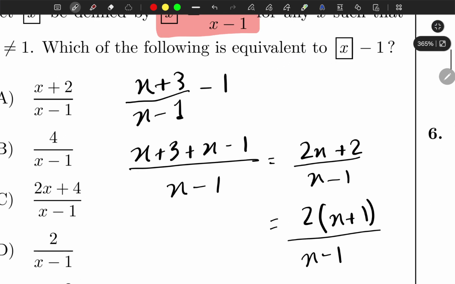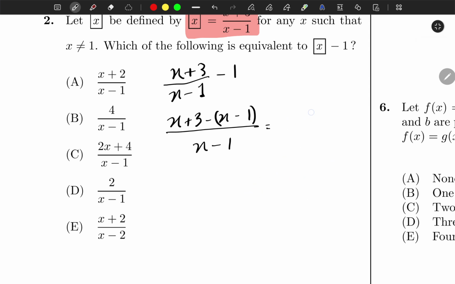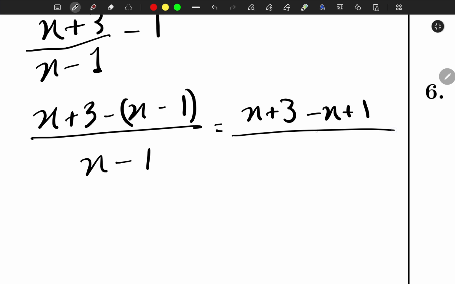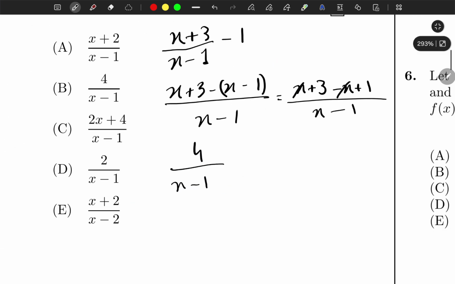So we're subtracting it from 1, and when I wrote it in the numerator, I mistakenly wrote it as plus. So it's not plus, it's minus over here, and that's going to change everything we do from now on. So we'll just rewrite that. We'll have x plus 3 and then minus x and minus 1, so plus 1, and then divided by x minus 1. And now x is gonna cancel out, we'll have 4 in the numerator and x minus 1 in the denominator. So our answer should be B.